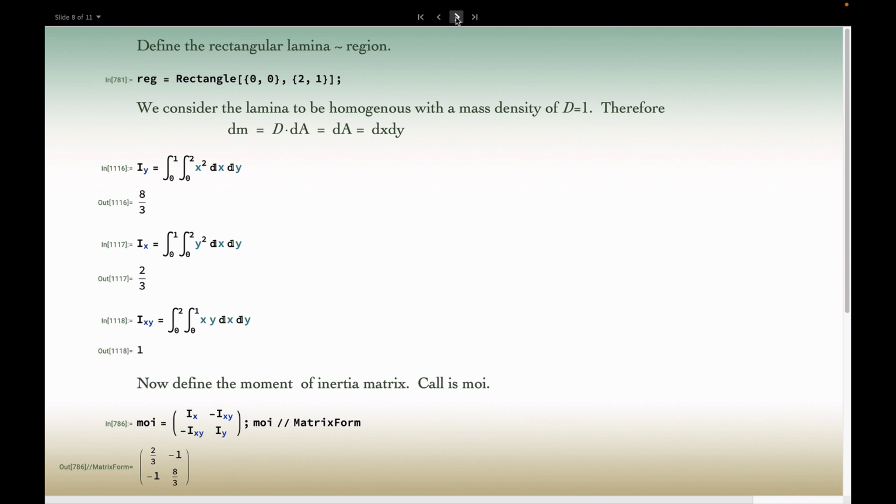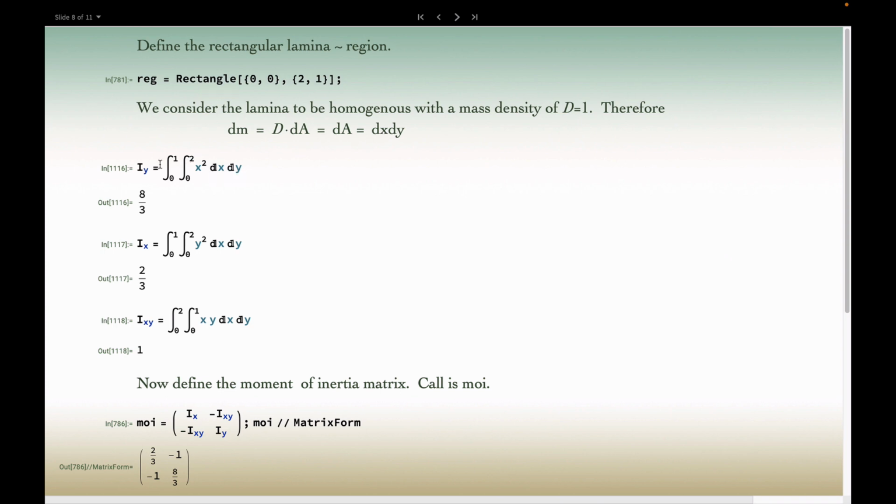So let's look at an example. Suppose we define a lamina of rectangular shape where the base goes from 0 to 2. This is a lamina we saw in the opening screen. And the height goes from 0 to 1. Now, when computing the moments of inertia, we will assume that our lamina is homogeneous with a density of 1. So dm is dA, which is dx dy.